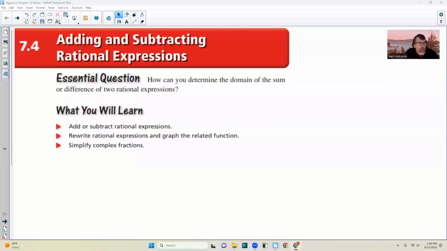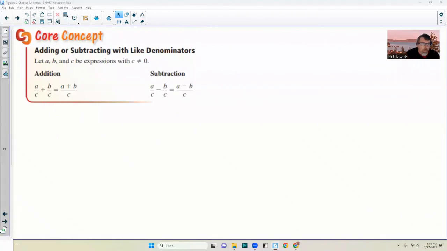Okay, this is chapter 7.4, adding and subtracting rational expressions. The essential question for this chapter section is, how can you determine the domain of the sum or difference of two rational expressions? What you will learn: add or subtract rational expressions, rewrite rational expressions and graph the related function, and simplify complex fractions. Okay, so let's take a look at all this.